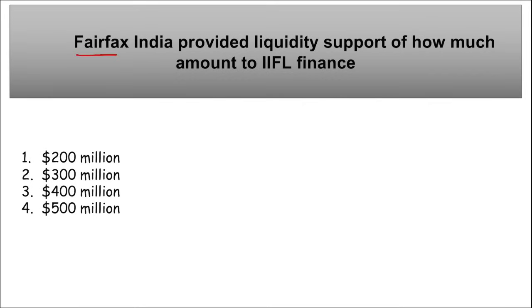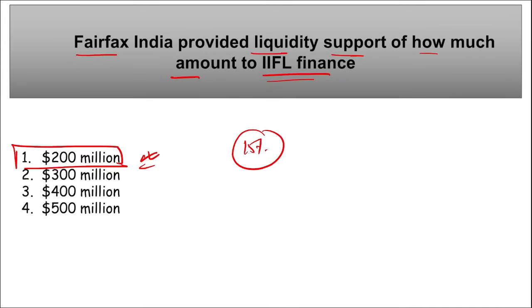Next, Fairfax India provided liquidity support of how much amount to IIFL Finance. So recently, Fairfax India provided a liquidity support of $200 million to IIFL Finance. Right? I repeat, how much amount? $200 million. This move is after the RBI's ban on IIFL Finance in sanctioning or distributing new gold loans. And Fairfax India is one of the long-term investors in IIFL group of companies, and they own 15% stake in IIFL.